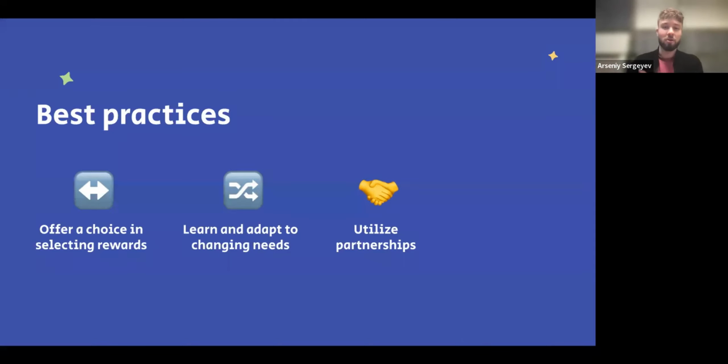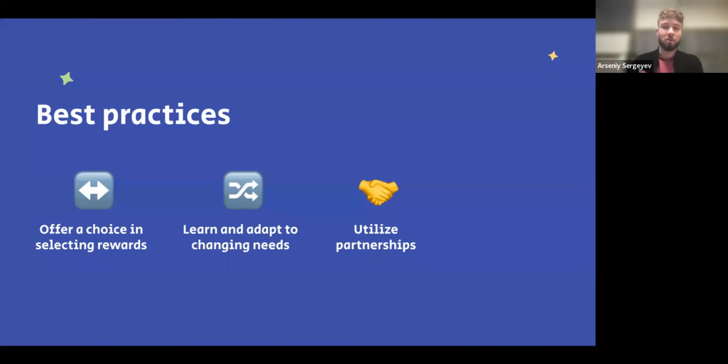Then learn and adapt to changing needs, a quite needed trait in any area of the business and in loyalty as well. The market is changing, the customer preferences are changing. So part of this learning from the data is also understanding what new trends and what changes in purchasing behavior we have for our loyalty program members. And of course, utilizing partnerships. That's one of the big trends, but it's also a big value for users and for companies when you offer partner offers there. So that's another best practice to consider.